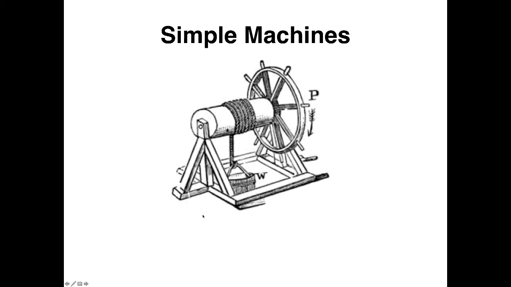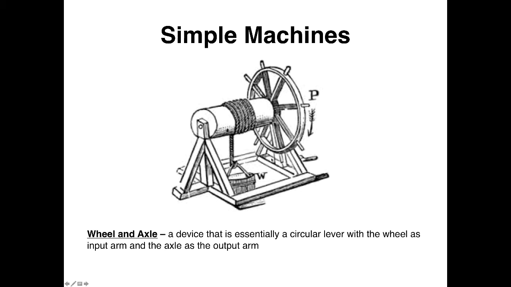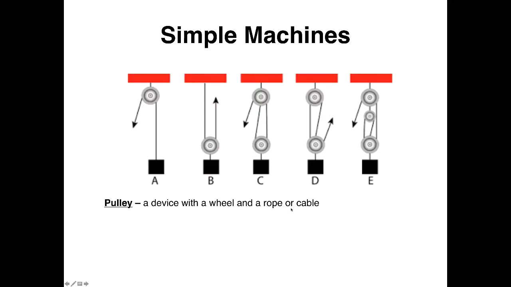Now, that was the simplest kind of machine. That's called a lever. And this is actually another type of lever, just set up in a different way. This is called a wheel and axle. Now, a wheel and axle is a device that's essentially a circular lever, with the wheel, which is this part right over here, being the input arm, and the axle being the output arm. And so the ideal mechanical advantage is going to be the radius of the input, which is the wheel radius, divided by the radius of the axle, which is the output radius.